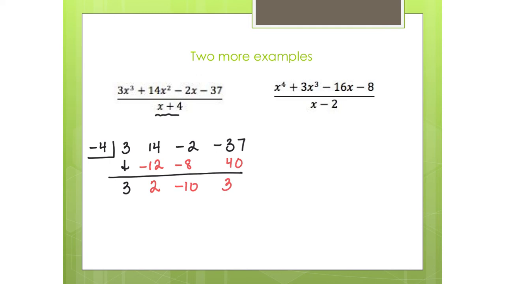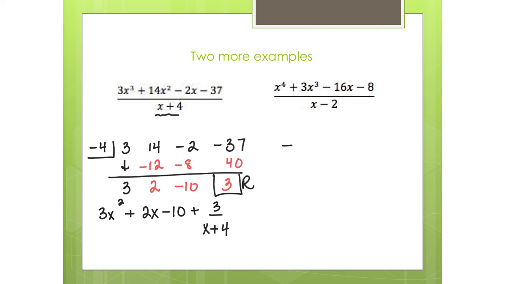Again, looking at our degrees, cubic reduces it by a linear, gives me a quadratic. So when we add in our x's, 3x squared plus 2x minus 10. That last value is your remainder, and you write it as a fraction of your divisor.